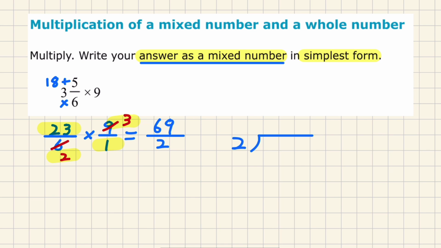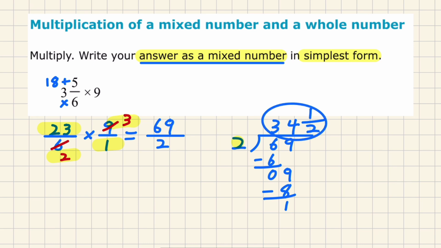So dividing 2 into 69, 2 goes into 6 3 times with no remainder, bringing down the 9. 2 goes into 9 4 times. 4 times 2 is 8, and we have a remainder of 1. That remainder becomes our numerator. The denominator is still 2. Our mixed number is in simplest form, so this is our final solution.